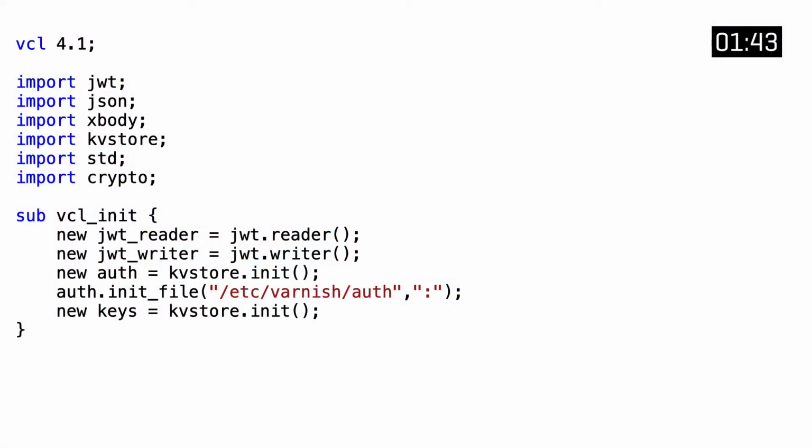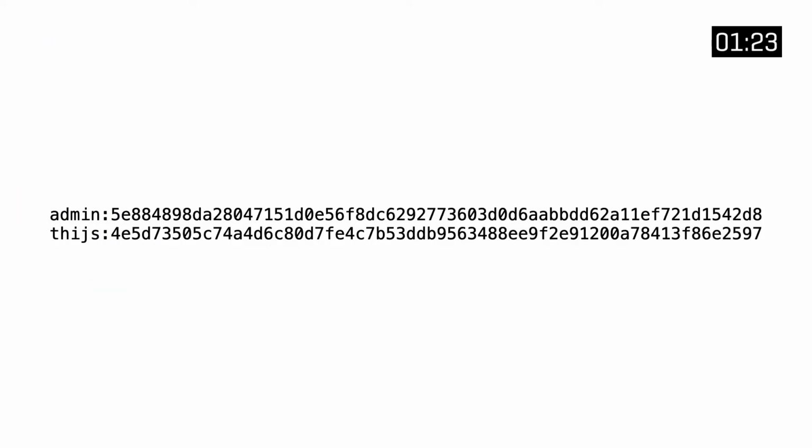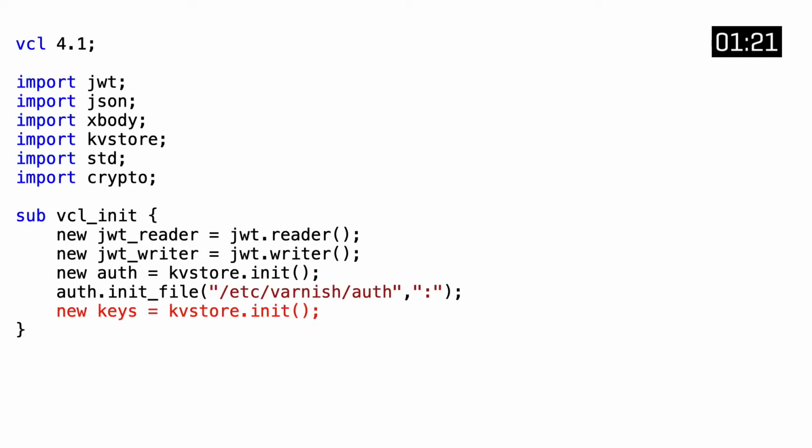In this VCL example, we import a collection of VMODs. We'll need them for a variety of actions, and we'll initialize some of the object context in VCL init. We start off with a JSON Web Token reader object, the corresponding writer object, and a key value store that will store authentication details in memory that will be loaded from /etc/varnish/auth. These will be usernames and SHA-256 password hashes. We also initialize another key value store that will eventually contain all the secret keys of the JSON Web Tokens.